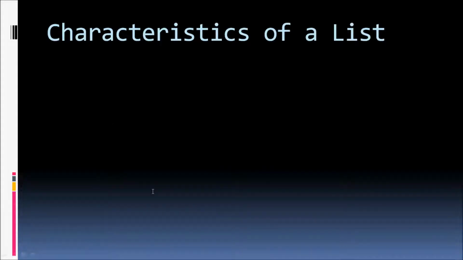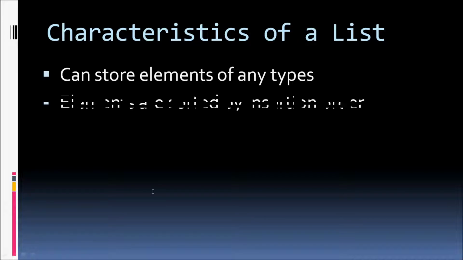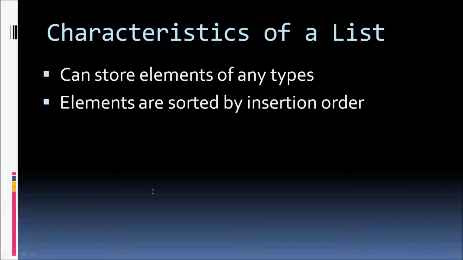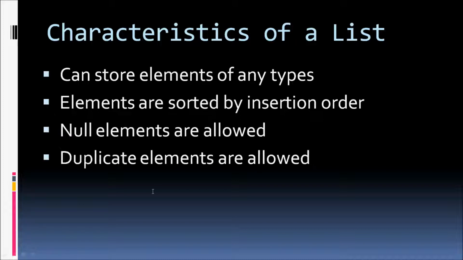And here are the key characteristics of a list collection. We can store elements of any type in a list collection, and elements are sorted by the insertion order. Null elements are allowed, and also duplicate elements are allowed.